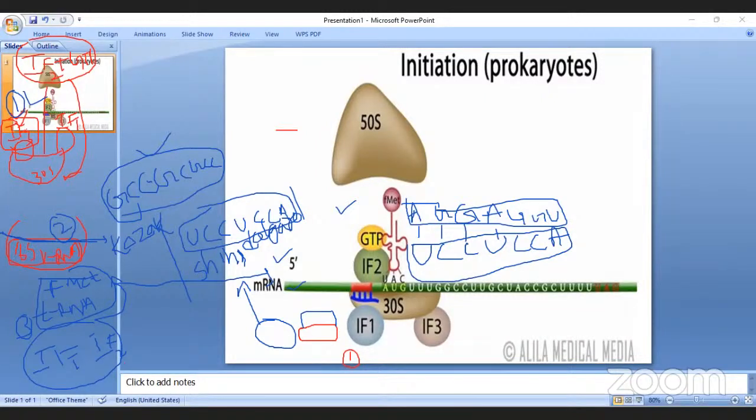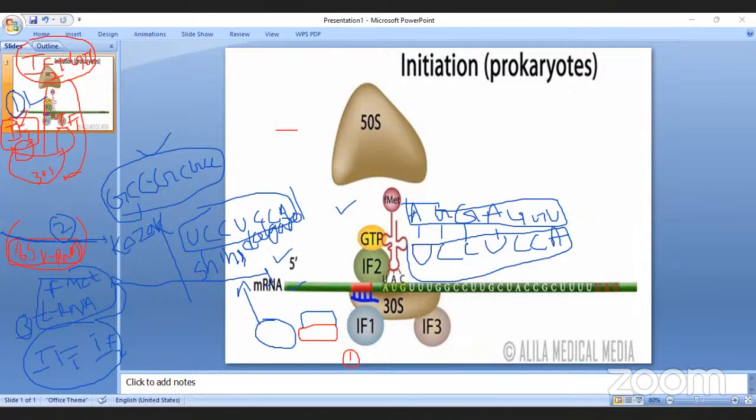Is it clear? Hello? Yes, sir. Clear, sir. Any doubt, ask me. No, sir. Sir, in all prokaryotes is the Shine-Dalgarno sequence the same? Yes. Okay, sir. Next.